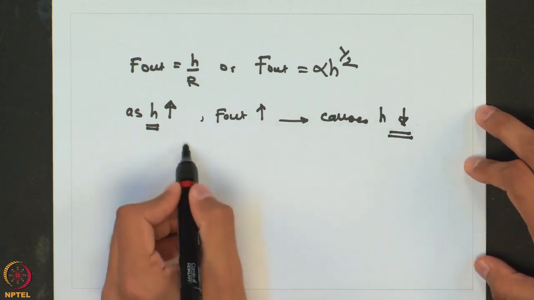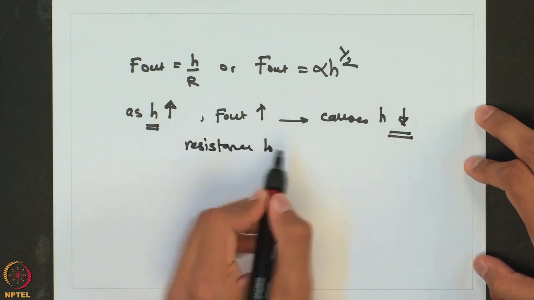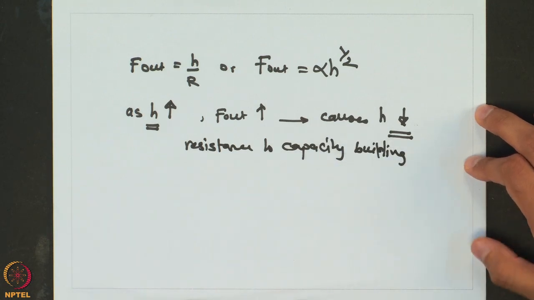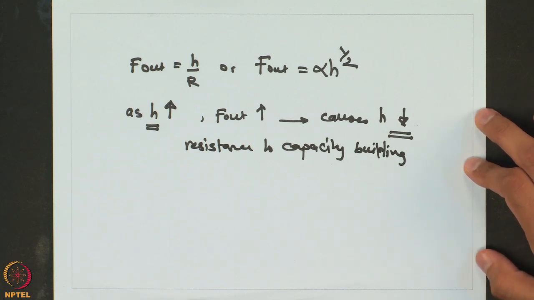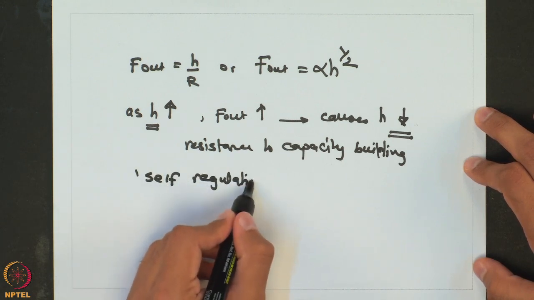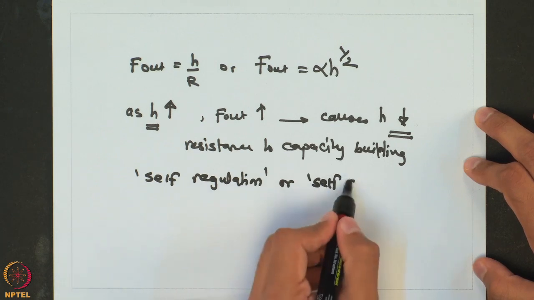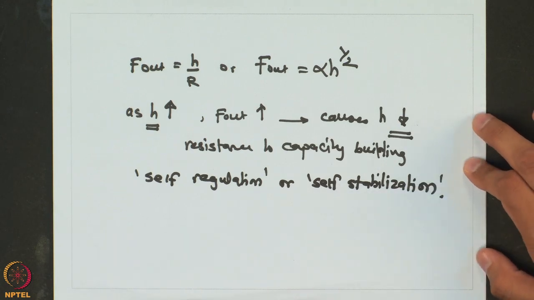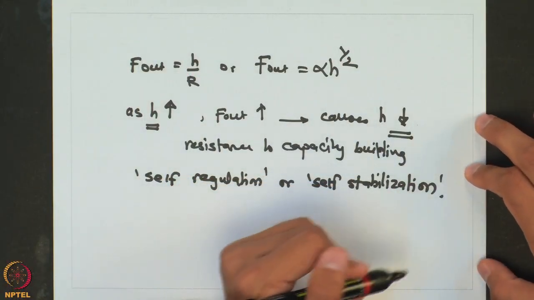So, this kind of resistance to capacity building will allow the system to do what is known as self-regulation or self-stabilization. This mechanism keeps a check on how the height changes inside the tank, and under most cases it will not allow an infinitely large change in height. As the height increases, the F out also takes care of reducing the height.